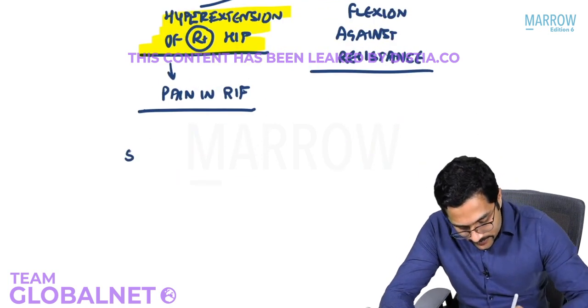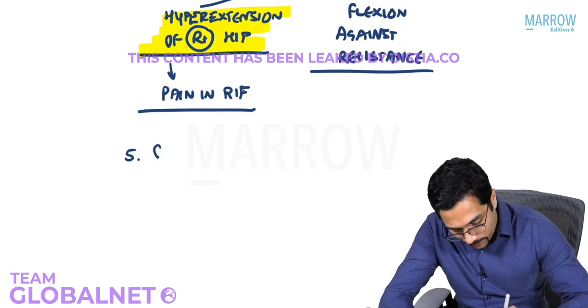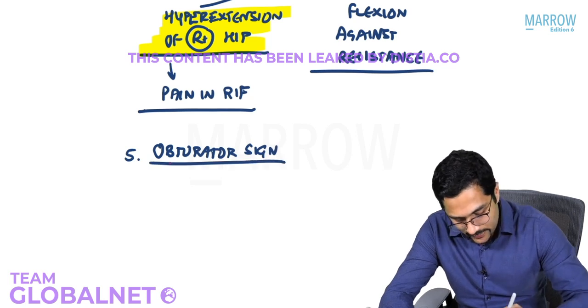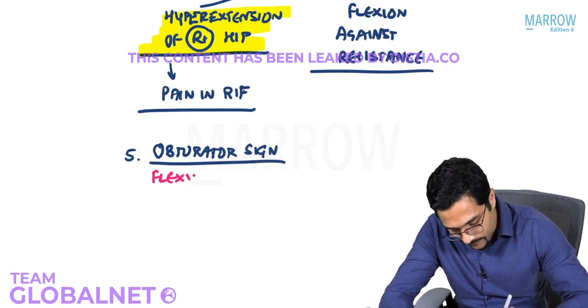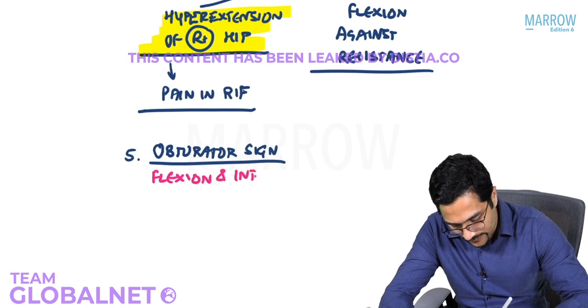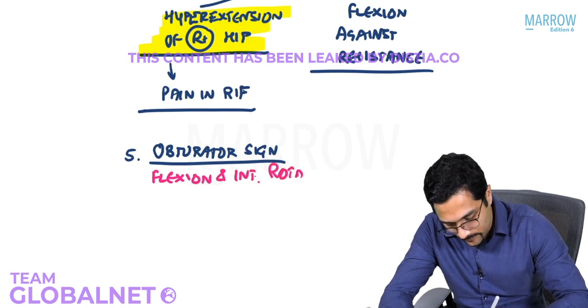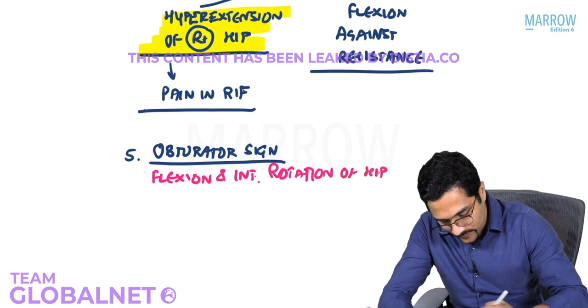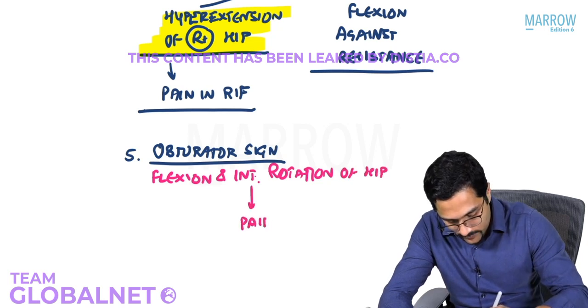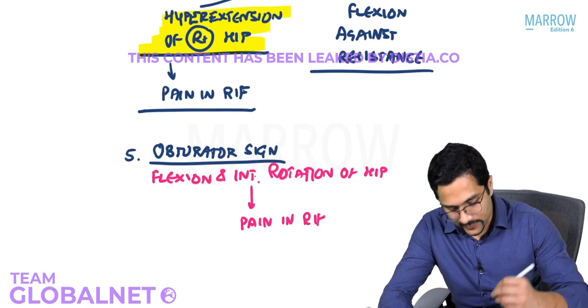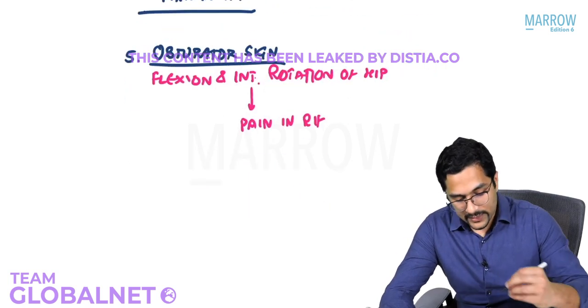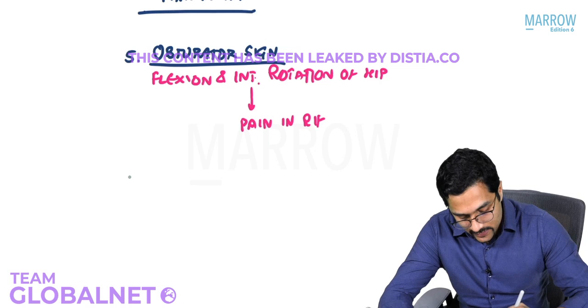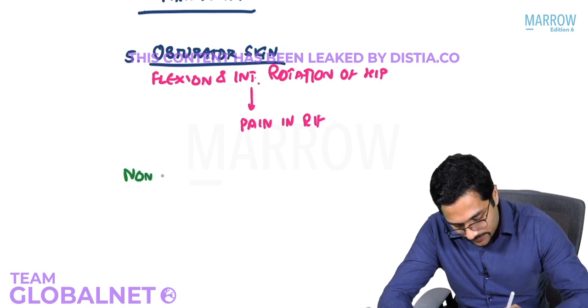The other test or the other sign is the obturator sign, and the obturator sign is flexion and internal rotation of the hip, which gives rise to pain in the right iliac fossa. That is obturator sign. Now, there are certain non-specific signs as well which can be elicited in acute appendicitis.